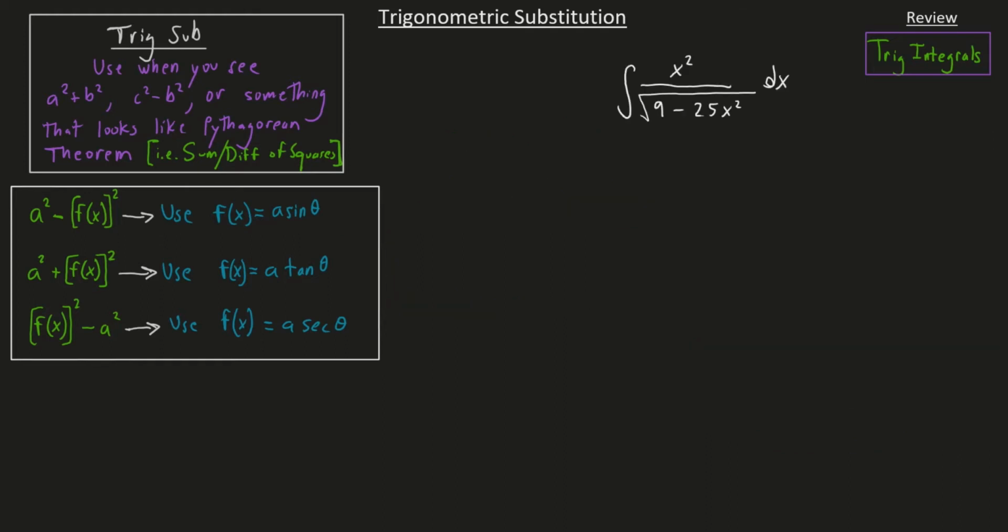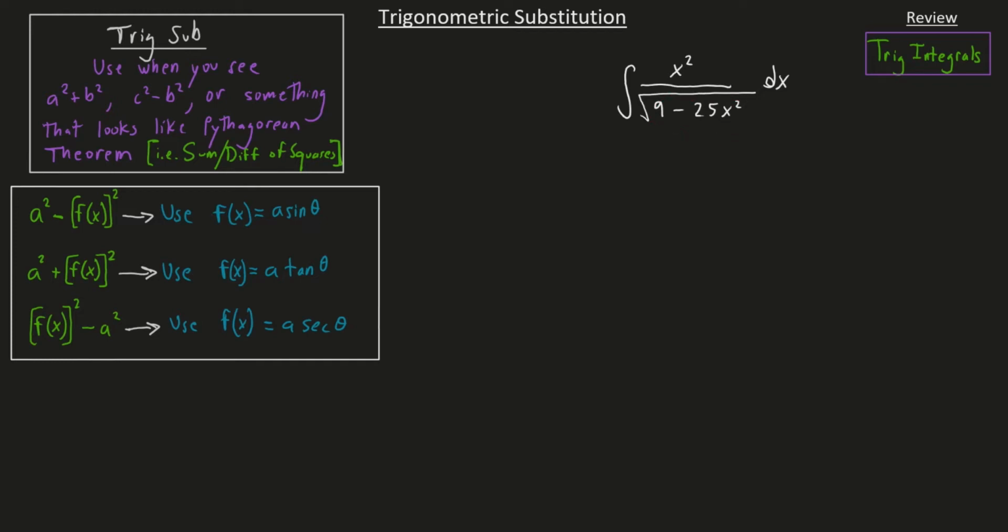Alright, so we're faced with this integral problem. We're going to do it without the bounds, by the way. This is going to be an indefinite integral. So we see our problem, and it looks like we have something that looks like Pythagorean theorem. It looks like we have some number squared plus or minus some other number squared. So we think to use Trig Sub.